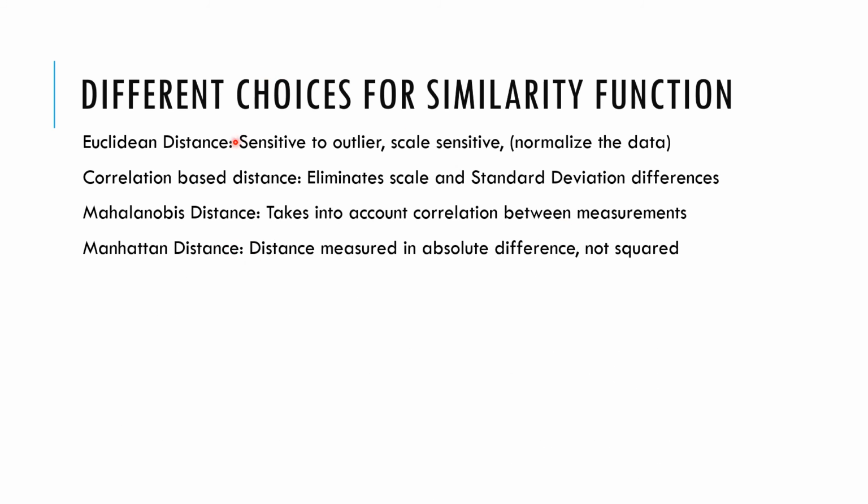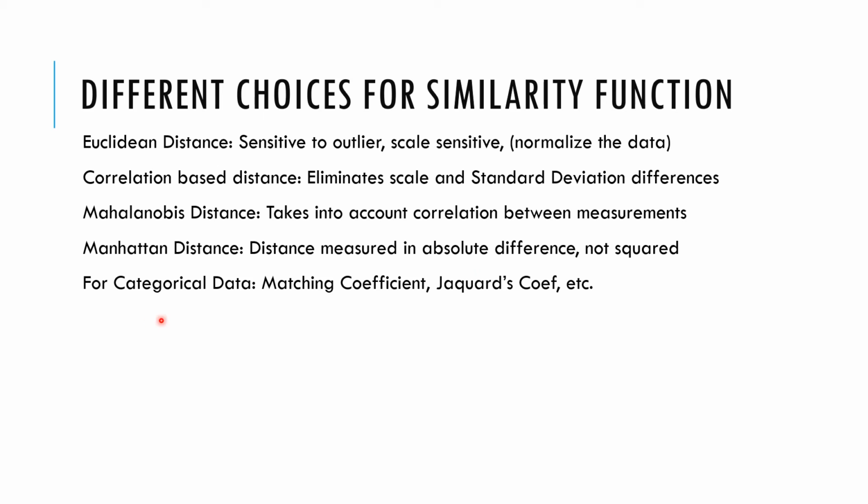So these are different measures basically, for similarity between data points, similarity functions basically. Manhattan distance is just like Euclidean distance, but instead of taking the square and root, it takes absolute values of the differences.